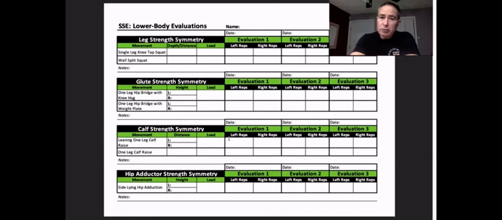Now, let me go over each exercise here and talk about some of the sections on the left and how you'd utilize them, because obviously, evaluation 1, evaluation 2, that's easy. And what reps you do on the left, what reps you do on the right, that's easy. You just record that there.